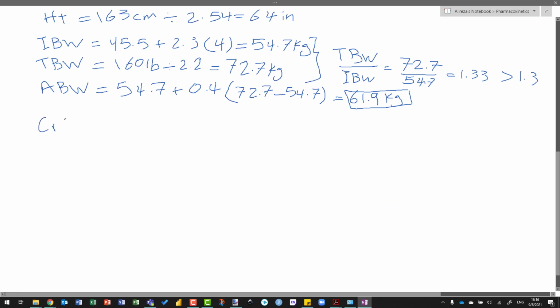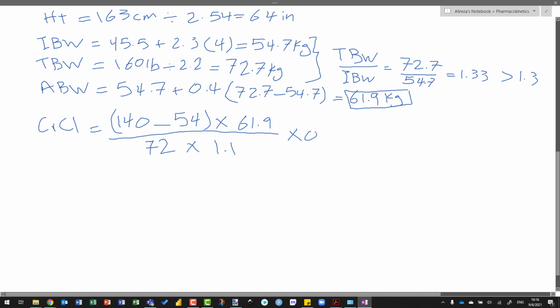Next, we calculate creatinine clearance, which is 140 minus the age of the patient, which is 54, multiplied by adjusted body weight, so 61.9 kilogram. And then you divide that by 72 times serum creatinine, which is 1.1 for this patient. And because this is a female patient, don't forget to multiply by 0.85, which gives you 57 ml per minute.